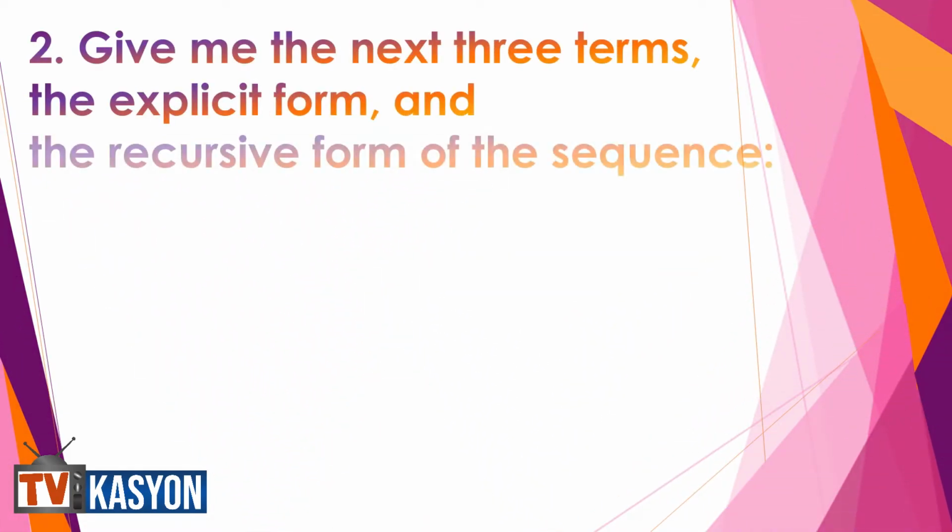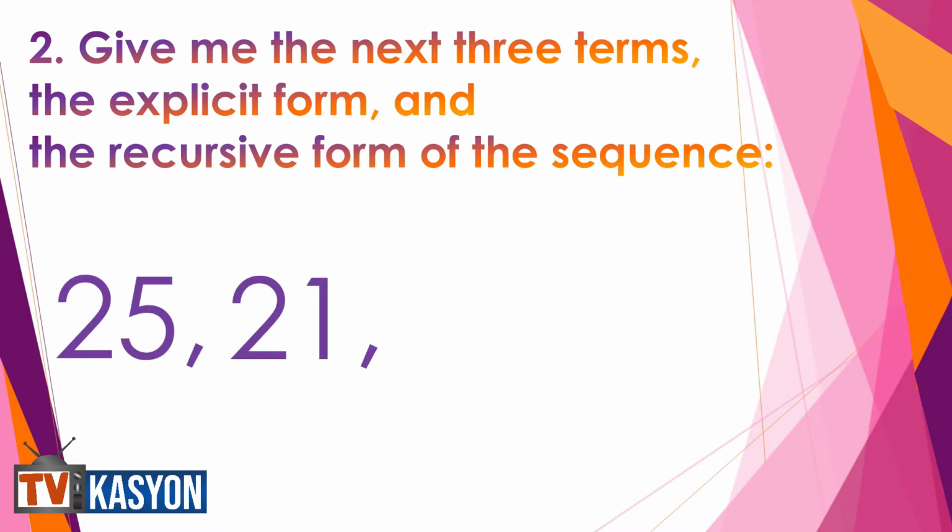Number 2, give me the next 3 terms, the explicit form, and the recursive form of the sequence 25, 21, 17, and 13.